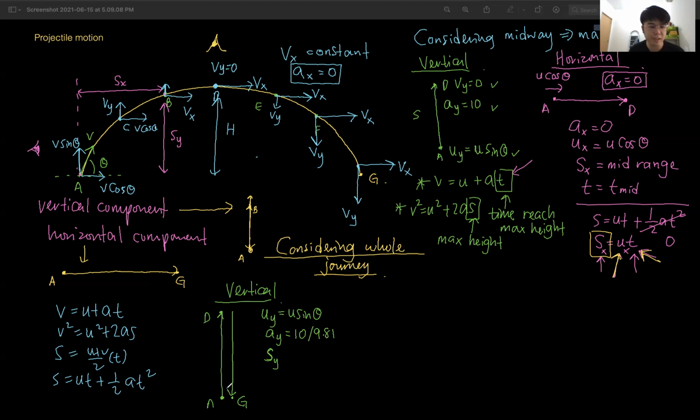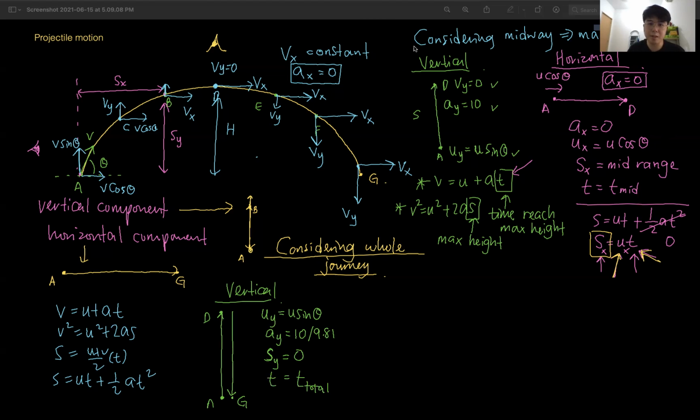So if I consider vertical, it is the same for me. The SY is 0 because I go up and then I come back down. The time taken will be the total time taken of the journey. Okay, the time taken will be the total time. So that's the T and the T here.